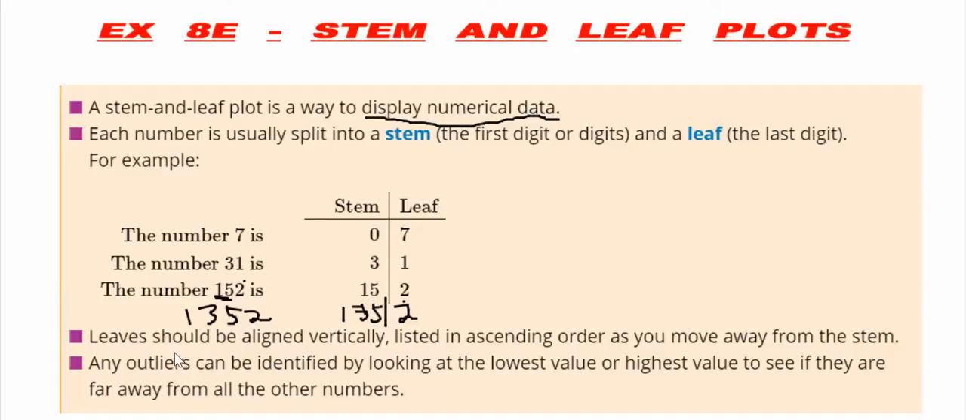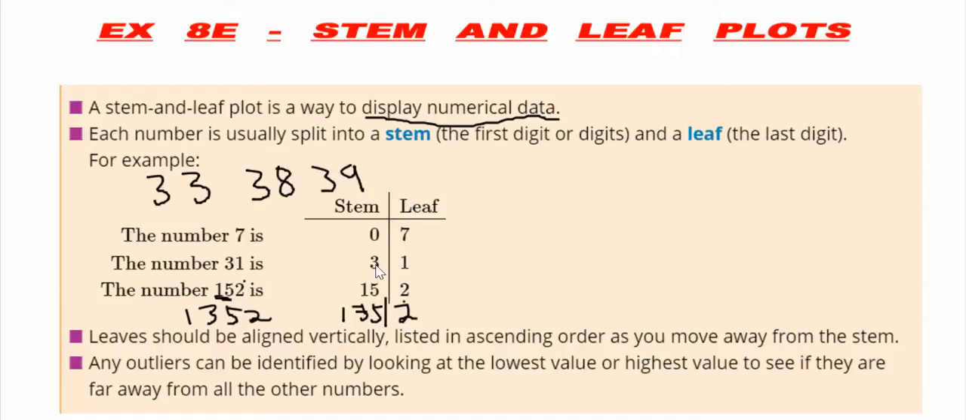Leaves are always aligned vertically, and listed in ascending order as you move away from the stem. For instance, if we had some other numbers here, as well as 31, we might have had 33, we might have had 38 and a 39.